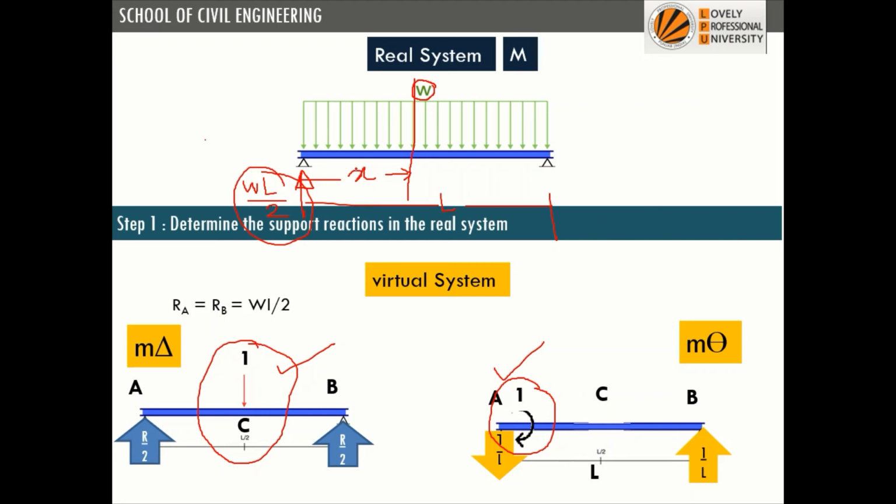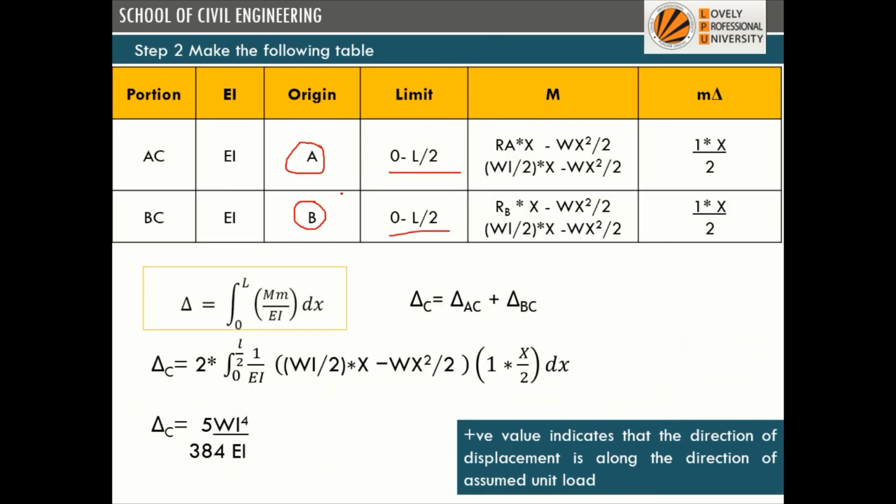So what is the bending moment? WL by 2 into X minus this portion. This UDL also we have to subtract, because the effect of this reaction is sagging and the effect of this UDL is hogging. So this value we keep as positive and this value as negative. So the bending moment equation will be RA into X minus WX square by 2. What is RA? RA is WL by 2, so M is WL by 2 into X minus WX square by 2.